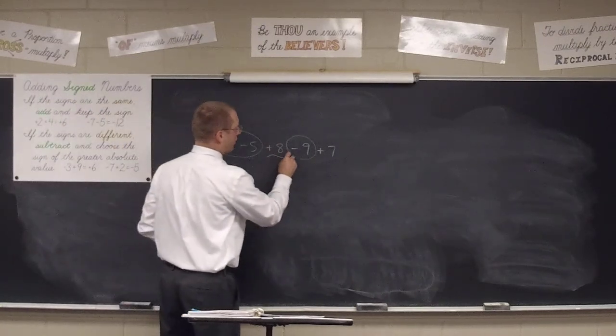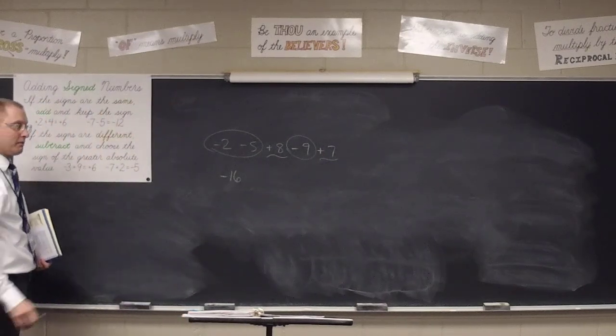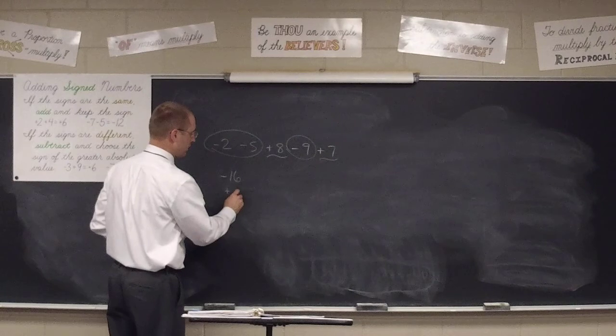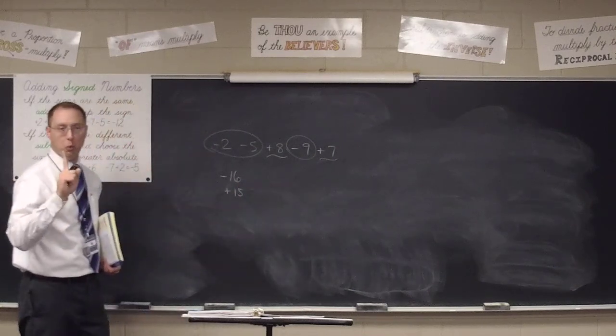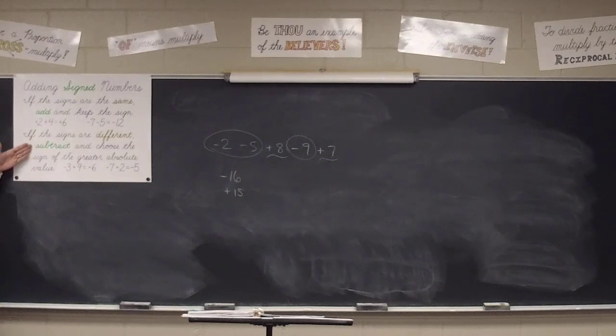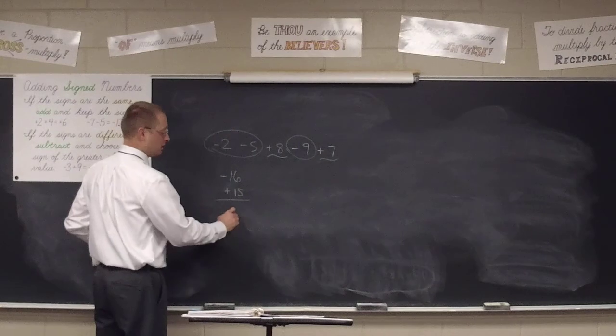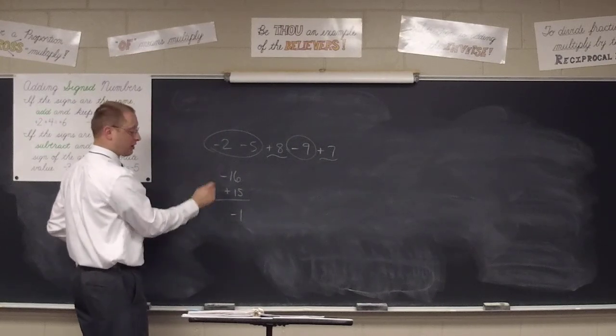And then I'm going to get both of my positives together. Class, when I get all my positives together, I get positive 15. And now I'm going to do one addition with unlike signs. So only one time do I actually have to subtract and choose the greater absolute value. Here I'm going to get, class, negative 1. Keep the sign of the greater absolute value.